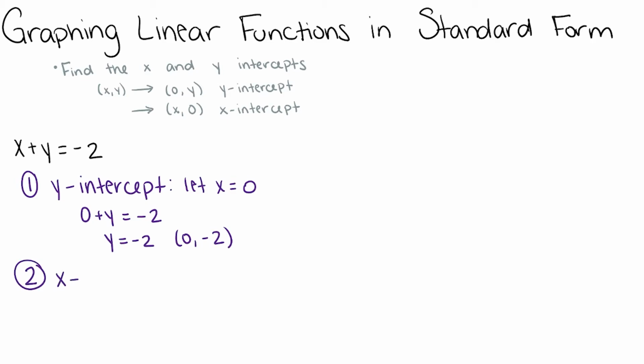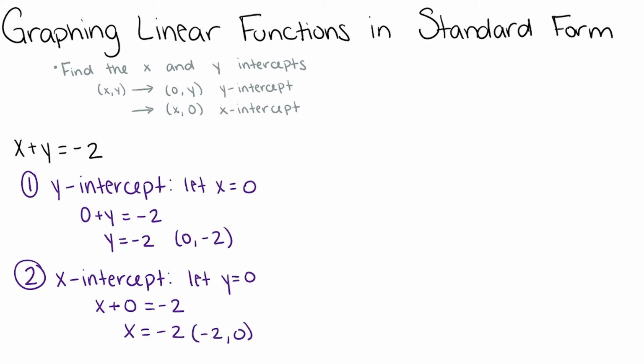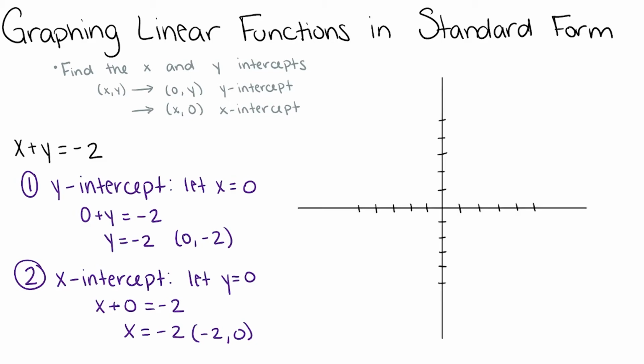Let's do the opposite and find the x-intercept. Let's let y equal 0 and plug in 0 anywhere there's a y in our function. So x plus 0 equals negative 2, and again, x equals negative 2. So just like our y-intercept was negative 2, our x-intercept in this case is also negative 2, and we have a point at negative 2, 0. So when we graph this on the line, we can plot those 2 points and just draw the line between those 2 points.